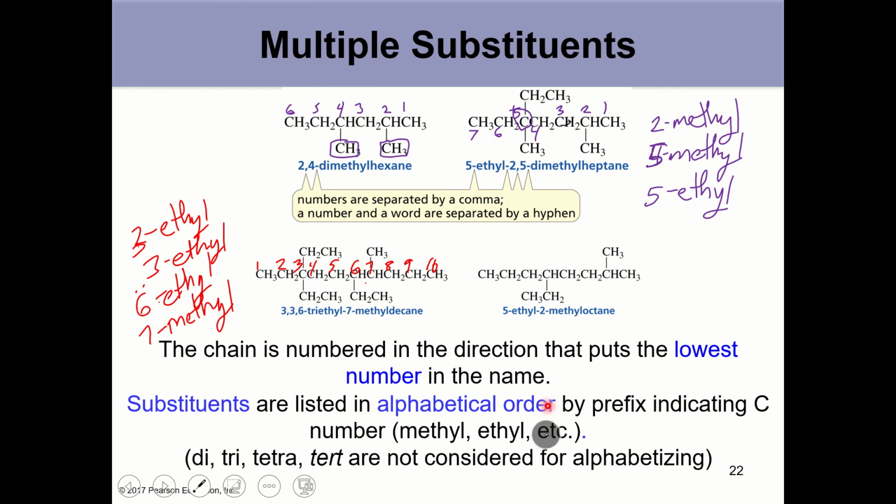Things that are not considered when alphabetizing are prefixes such as di, tri, tetra, and tert. So for example, t-butyl, we would be alphabetizing according to the B and ignoring the T.